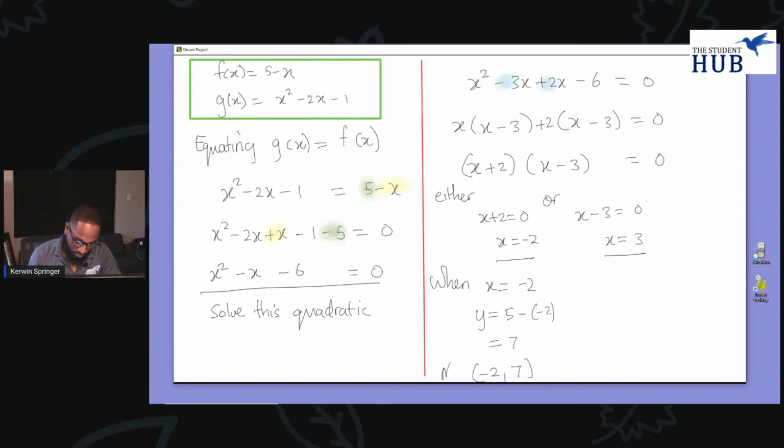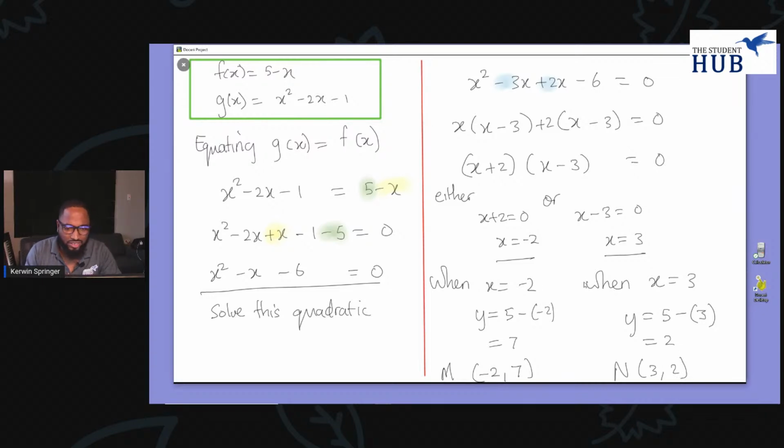m. They didn't specify which one has to be m. And when x is equal to 3, y must be equal to 5 minus 3. So this is 2. So n can be 3, 2. Was that what we got when I plugged in this graph here?